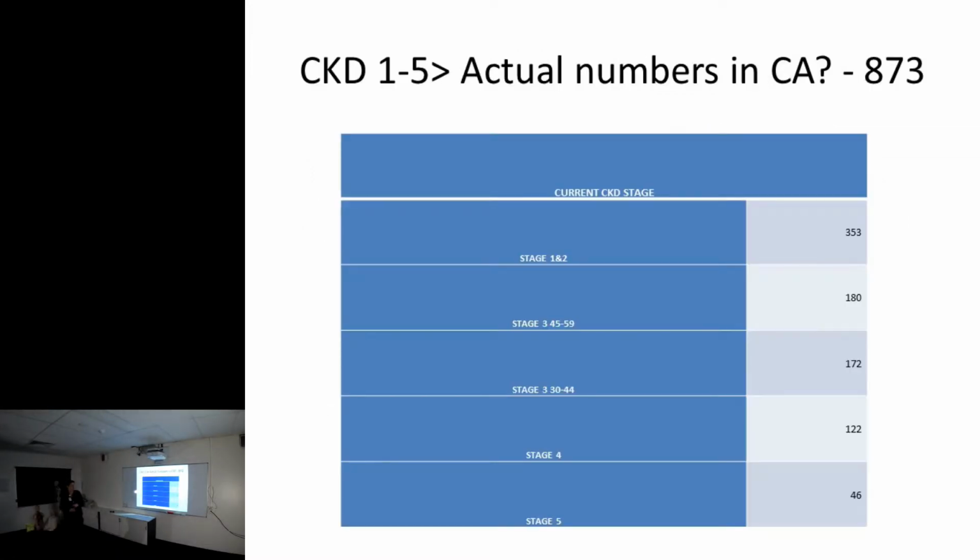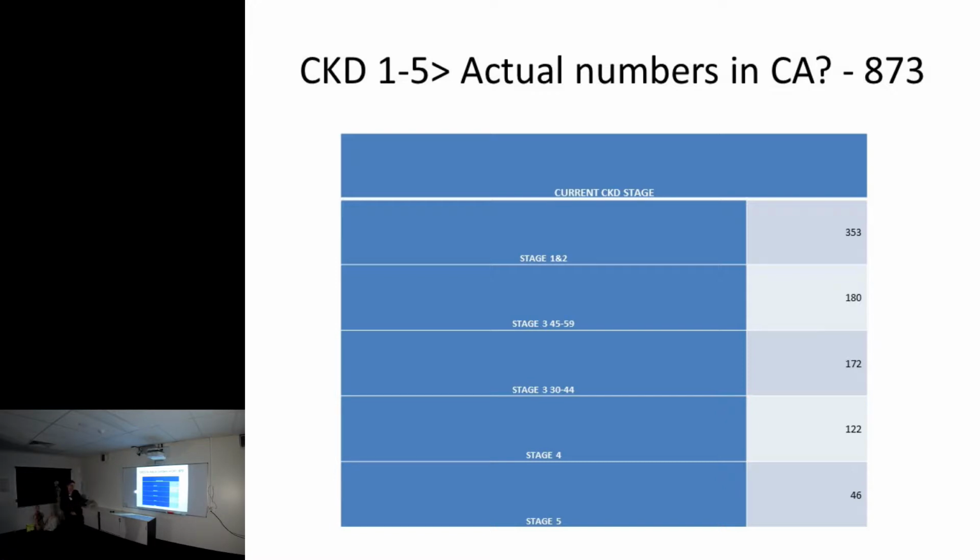Stages 1 to 5, and if there's 873 people, that's not including the 386 who are on dialysis. These are people in the wings waiting and progressing through their kidney disease. So we'll lose a lot of them before they make it to stage 5 through cardiovascular events, sadly.